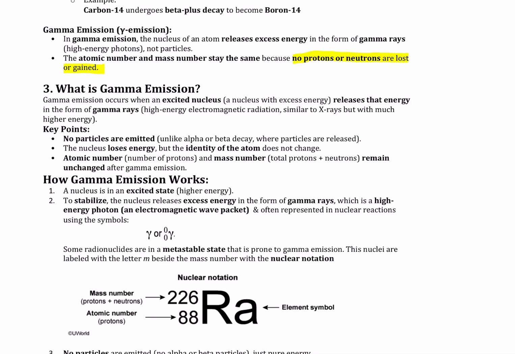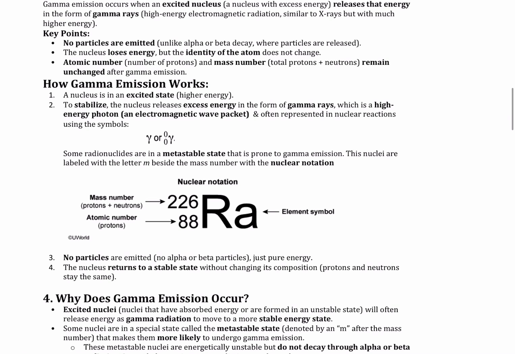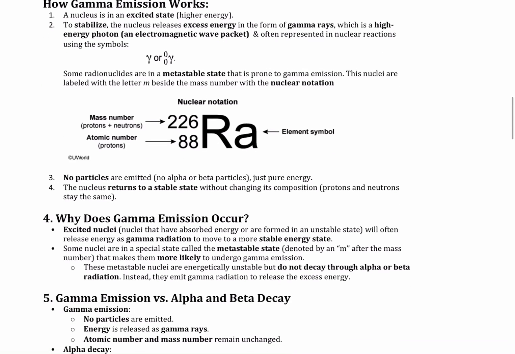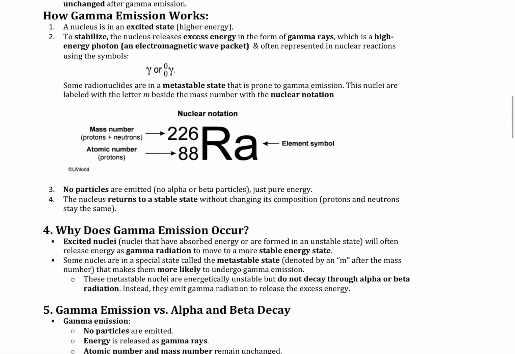To be more specific, gamma emission occurs when an excited nucleus, a nucleus that has too much energy, releases that energy in the form of gamma rays, which are high energy electromagnetic radiation similar to X-rays but with much higher energy. Remember, no particles are emitted. The identity of the atom does not change. The atomic number and the mass number are the same. So every time you see a gamma emission, think of the fact that the nucleus is in an excited state, but nothing is changing, not the mass number and not the atomic number.